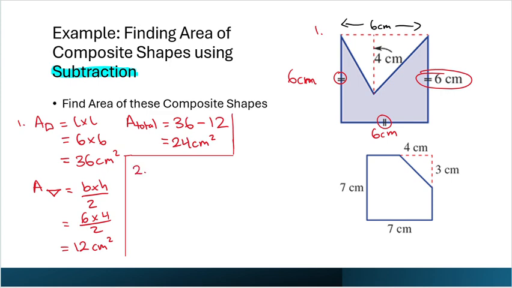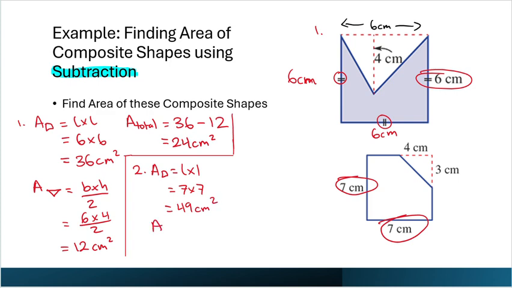So for number 2, I can see that it's a square as well because as you can see, these two lengths are 7 centimeters. They're equal, so that means I'm given a square. So let's just find the area of the square first. 7 times 7 is 49.